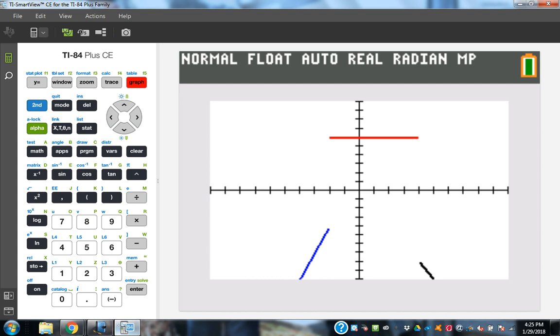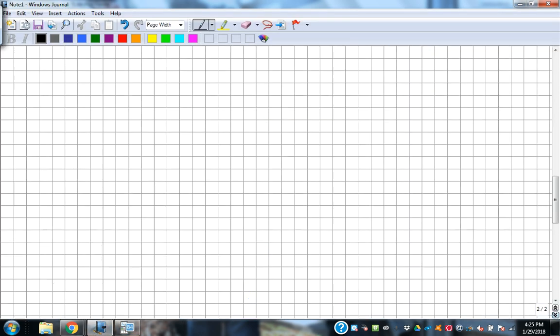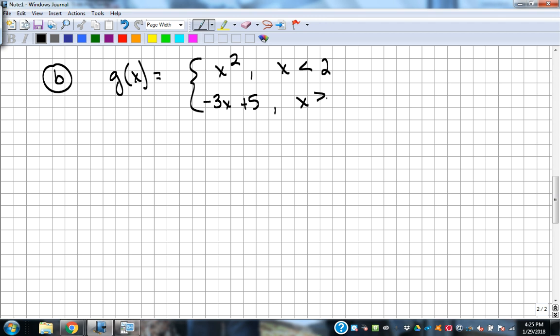All right, let's look at another one, a little bit higher level function. Example B, g of x is equal, and I'm only going to put two parts in this one, x squared when x is less than 2, and then -3x plus 5 if x is greater than or equal to 2. So again, let's do it by hand and then do it with the calculator as well, so we get some practice with the open circles and the filled in circles and hand drawing some of this stuff, just so I think it gives you a better understanding of what's happening across there.